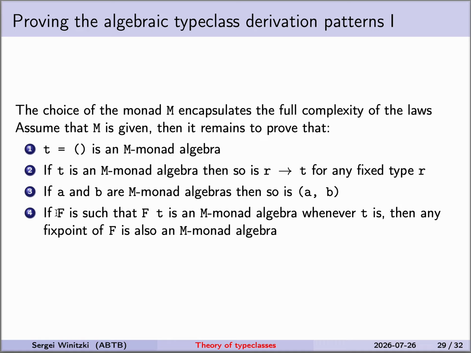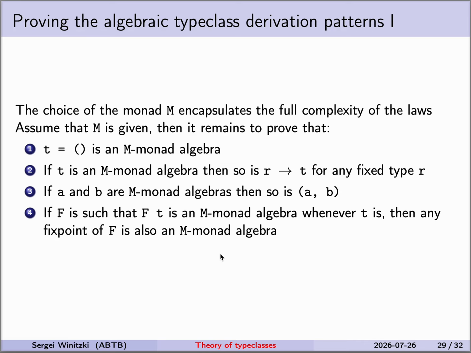Finally, if F is a functor such that F T is always an M-monad algebra whenever T is one, then any fixed point of F is also an M-monad algebra. So you need to, again, this property means you have a function from the M-monad algebra T structure map to the M-monad algebra F T structure map. So from M T to T, to F of M T to M of F T to F T. So that is what you need to show.